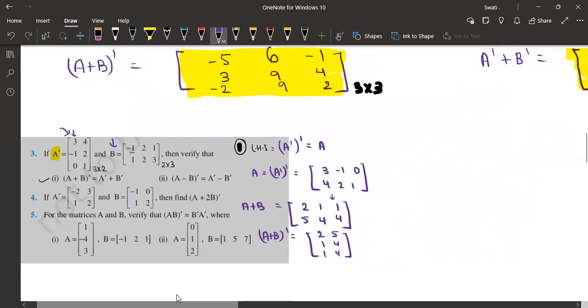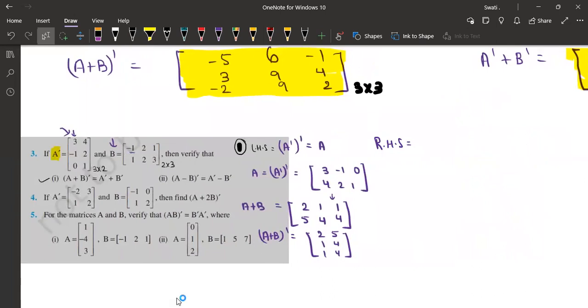Okay. So on the RHS, we need to find out A transpose plus B transpose. So what is A transpose? A transpose is already given. B transpose we need to find out, right? Because we have not been given B transpose, we have been given B only. So if you want to find B transpose, the first column will become the first row: minus 1, 1. Second column will become the second row: 2, 2. And the third column will become the third row: 1, 3. So this is our B transpose, right?